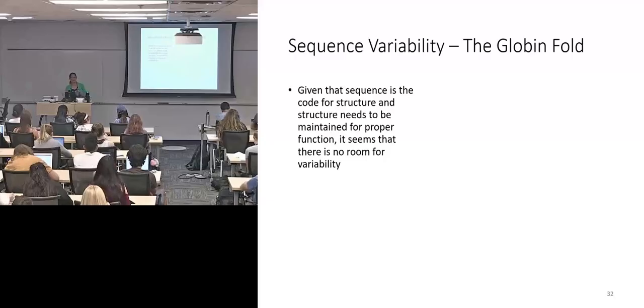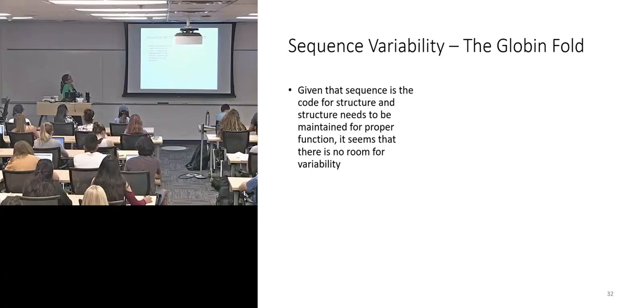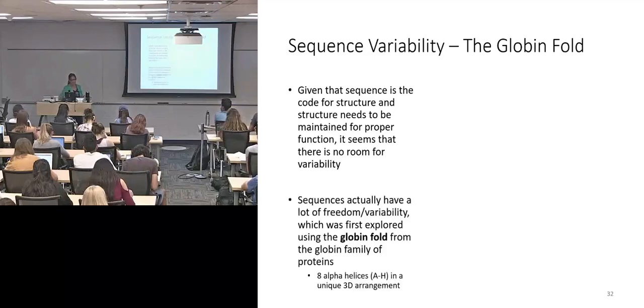And now we're going to talk about sequence variability and how important the sequence actually being exactly right matters for function. And the answer is very little. So given that sequence is the code for structure, and structure needs to be maintained for proper function, it seems that there'd be no room for variability. The reality is that that is completely wrong, that you can actually have a lot of variance in the sequence, and we'll look at that in a second, and still get function out.